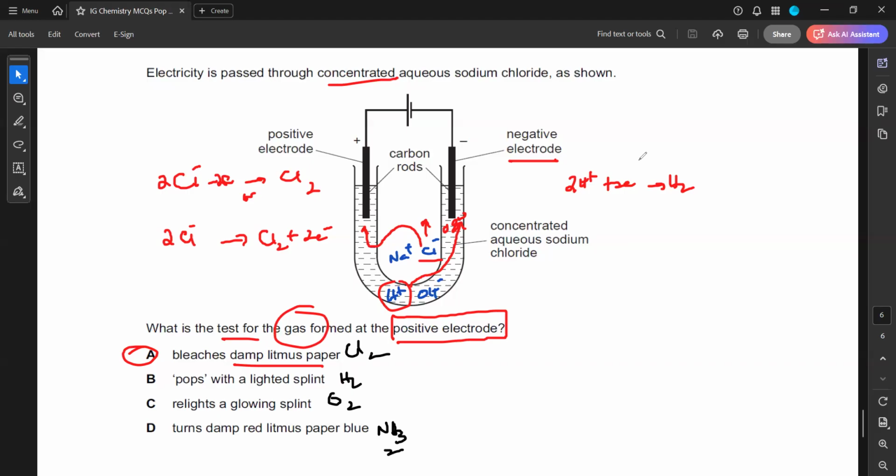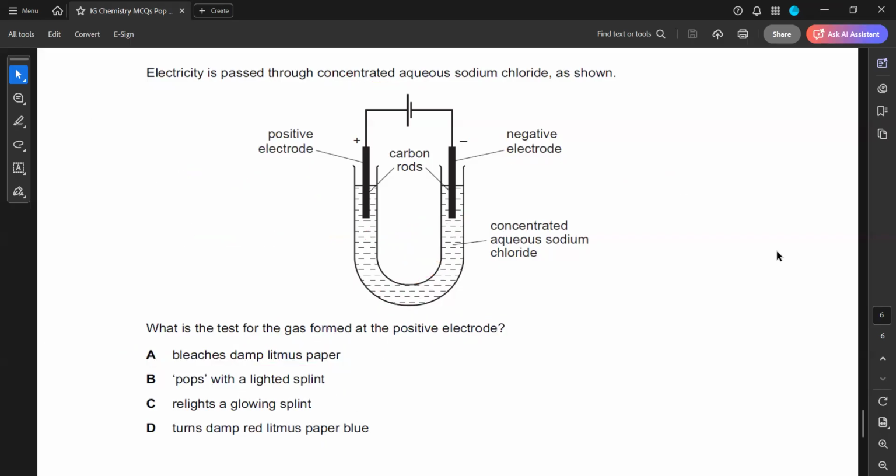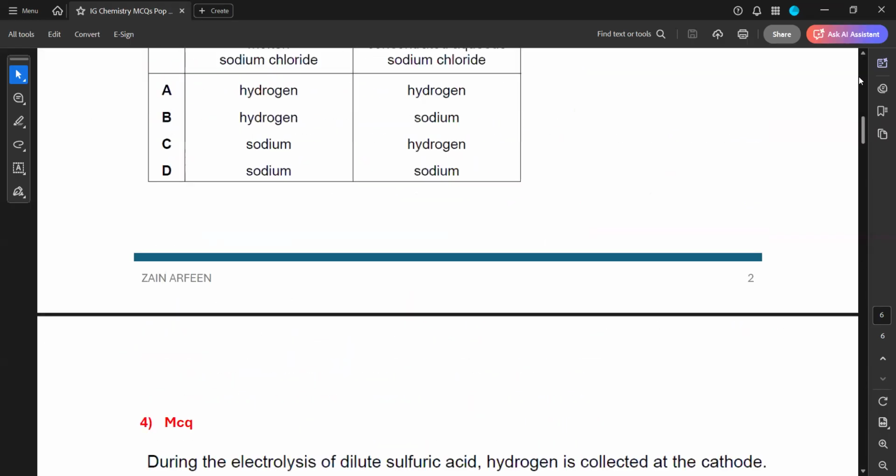Test for the hydroxide means like oxygen, because if the hydroxide was moving there, then hydroxide gives off oxygen, and then you will write the test for oxygen. And the test for oxygen is that it relights a glowing splint. So this was last week's pop quiz, pop quiz 10.